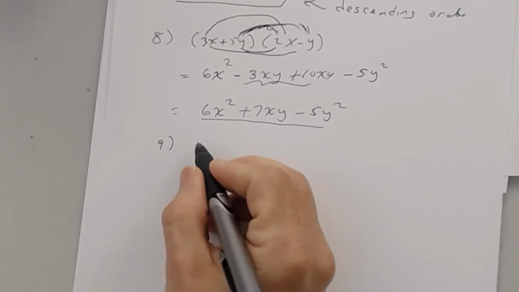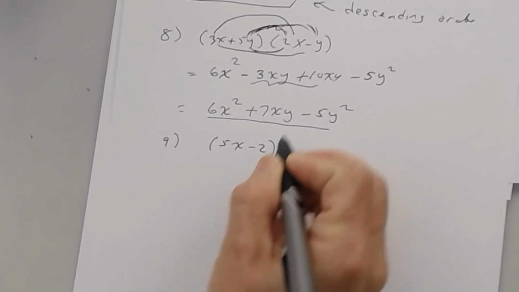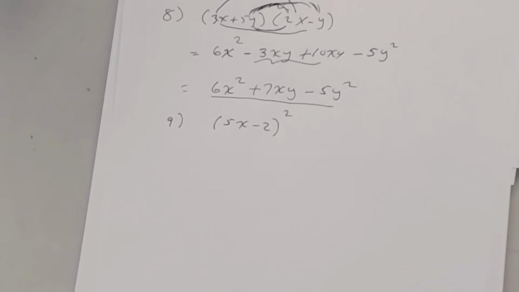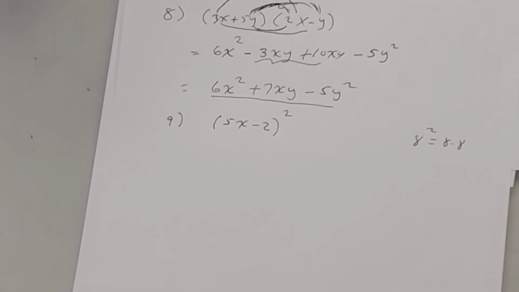Number 9. Suppose I have 5x minus 2 squared. What's that the same as? Well, okay, that's what it says. So 5x minus 2 times itself, right? So if I have, let's say, 8 squared, isn't that 8 times 8? Yes, it is. So if I have 5x minus 2 squared, isn't that 5x minus 2 times itself? Yes. Okay.